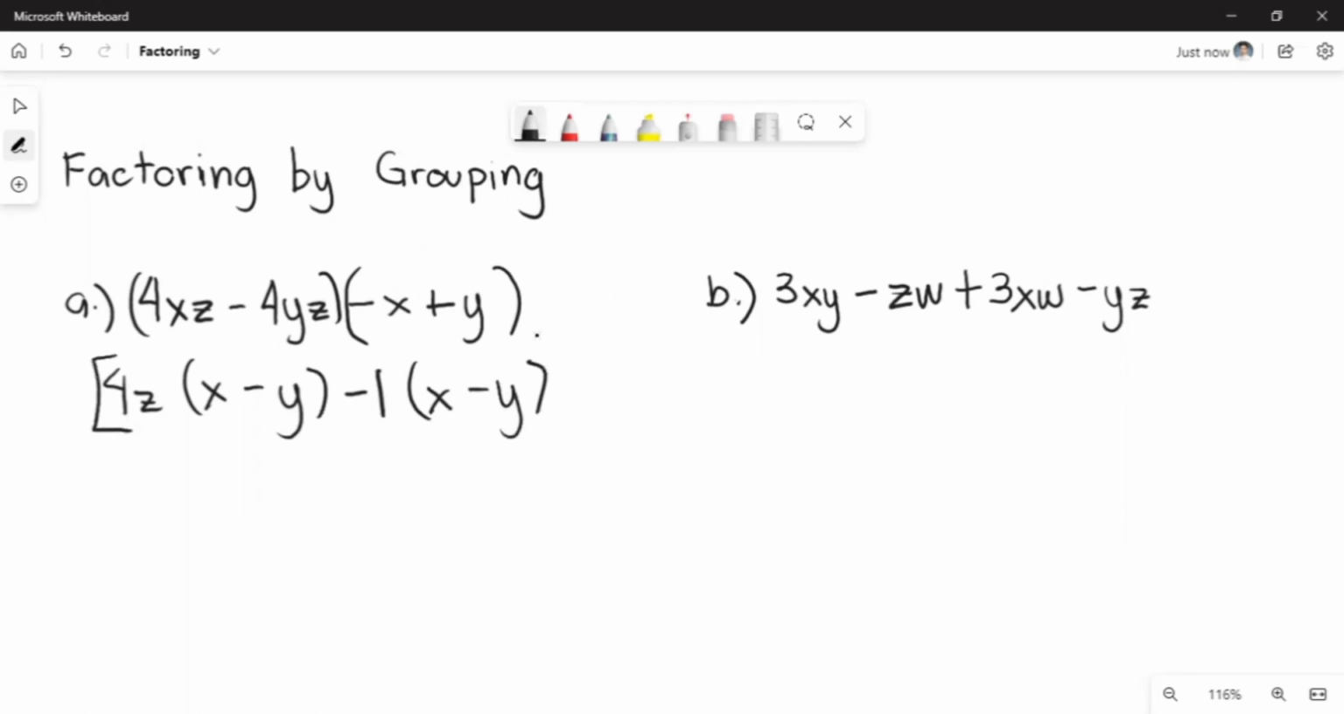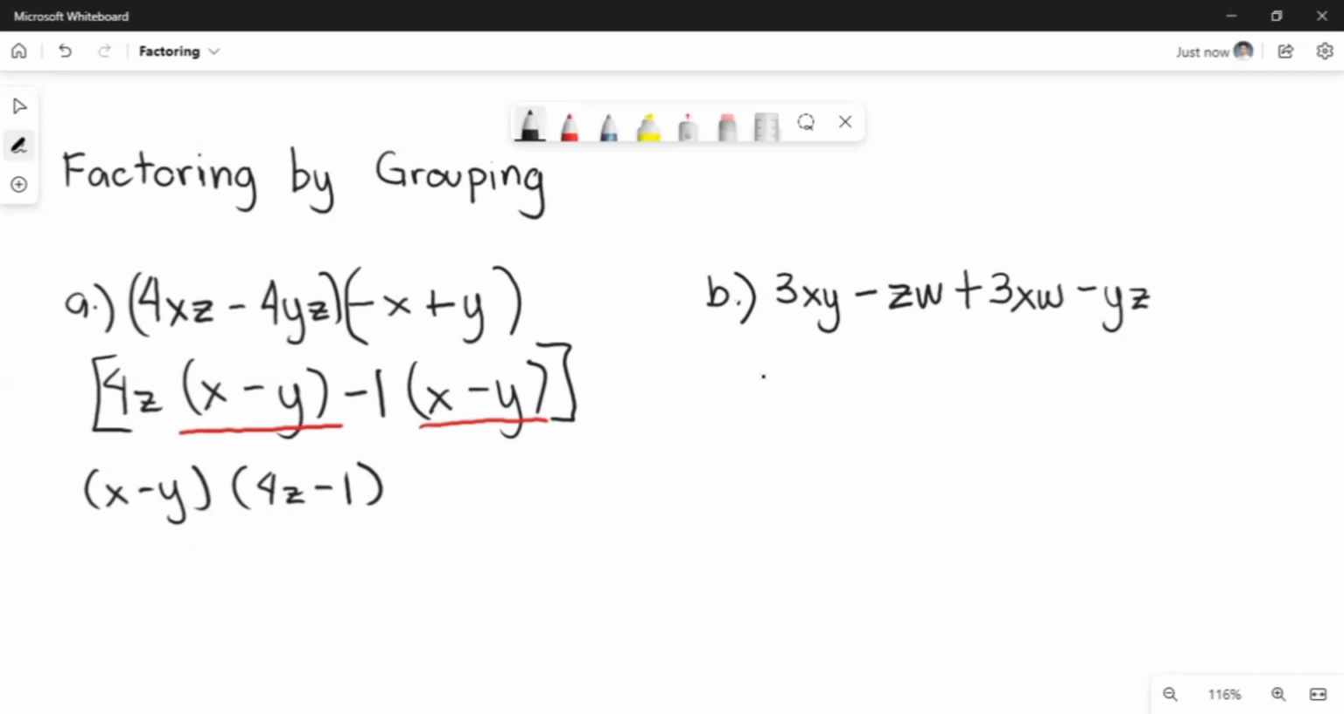Therefore, in these two terms, 4z multiplied to x minus y minus 1 multiplied to x minus y, we have a common factor here, which is x minus y. Now we will factor out that common factor x minus y. So x minus y, and the remaining terms are 4z minus 1. Therefore, the answer is x minus y times the quantity 4z minus 1.